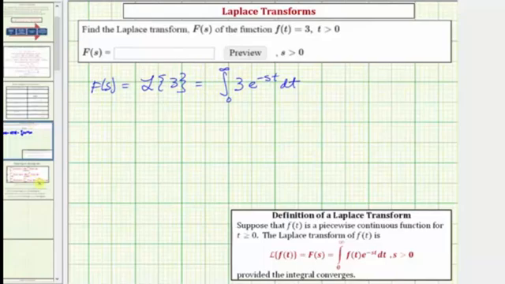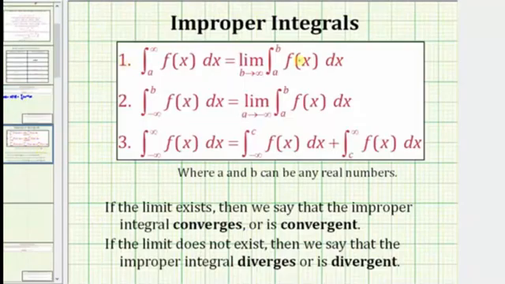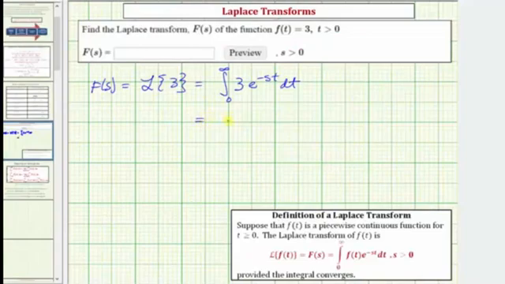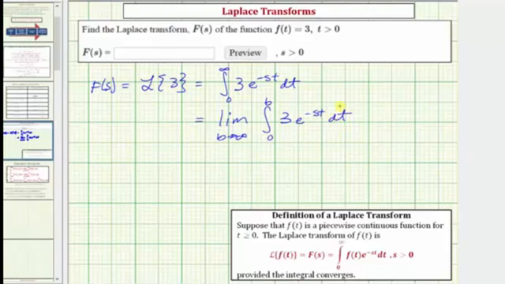So for a quick review, looking at case 1, the integral from a to infinity of f of x dx equals the limit as b approaches infinity of the integral from a to b of f of x dx. So notice how we substitute b for infinity and then introduce this limit notation. So this is equal to the limit as b approaches infinity of the integral from 0 to b of 3 times e raised to the power of negative st dt.